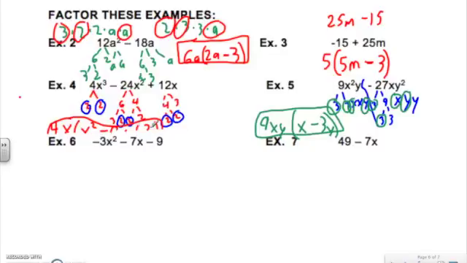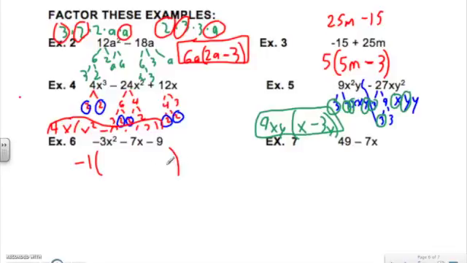Now in example 6, we have a negative in front of our coefficient. Now one thing that we tend to do with factoring is we don't like having a leading coefficient that's negative. So what I am going to do is before I do anything else, I'm just going to factor out a negative 1 from everything. That way I change that first coefficient to be positive. So I'm going to factor out a negative 1.